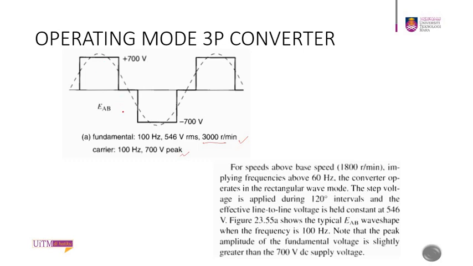So this figure shows the typical EAB, that is the electromotive force voltage waveform, when the frequency is 100 hertz. Note that the peak amplitude of the fundamental voltage is slightly greater than 700 volt, the DC voltage. So the peak will be slightly higher than 700 volt, but 546 is the RMS value.